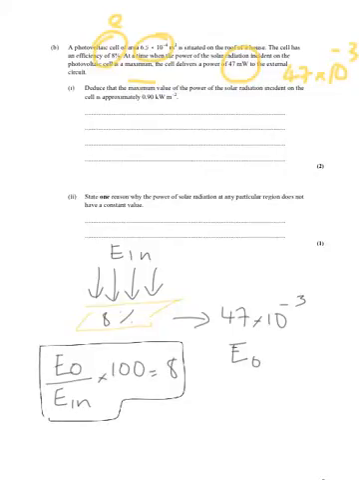We substitute our value of energy out, 47 times 10 to the minus 3, and your energy in, we can calculate by using the formula. Now, it's not the end, because the answer that they give you, they deduce the maximum value of power incident on that, the incident power is 0.9 kilowatts per square meter.